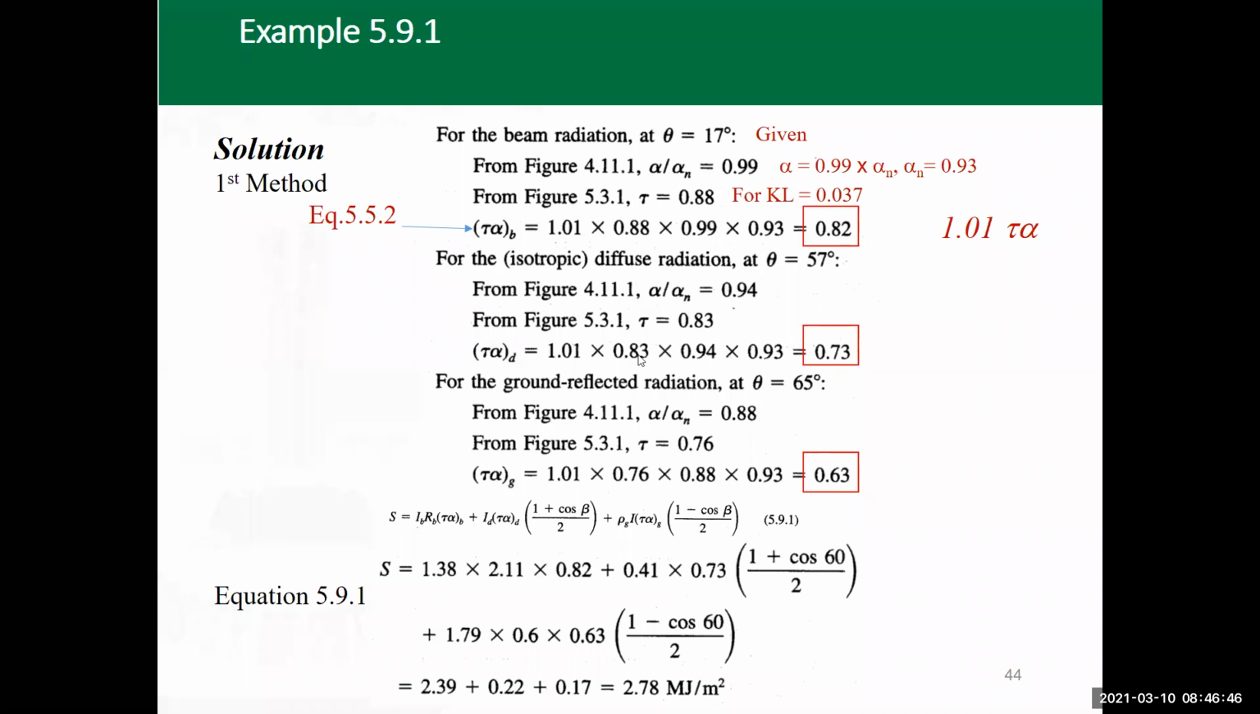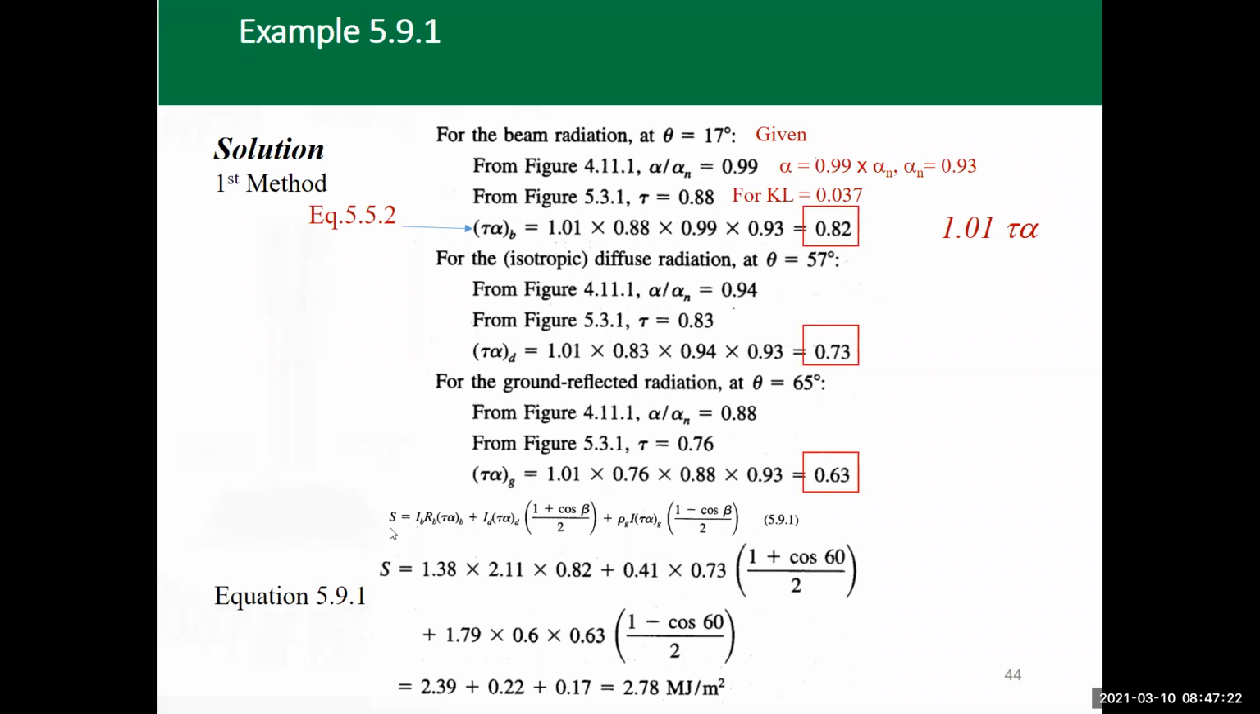It is again repeated for the ground reflected radiation. We have seen that the angle is 65 from figure 5.4.1. Then going to 4.11.1, you can get alpha over alpha n. From 5.3.1, you can get tau as 0.76, and you can obtain the tau alpha component for the ground reflected radiation. So these three components you can see here have been obtained on an individual basis. We first got alpha, then we got the value of tau, and then we combined them using equation 5.5.2.